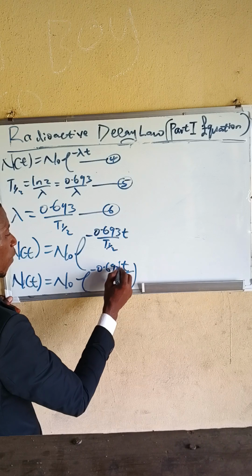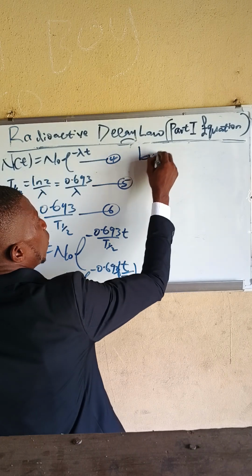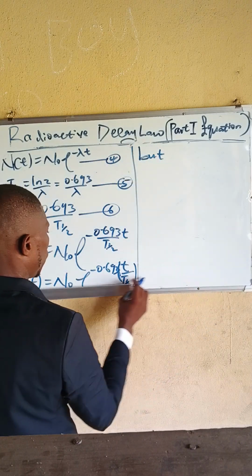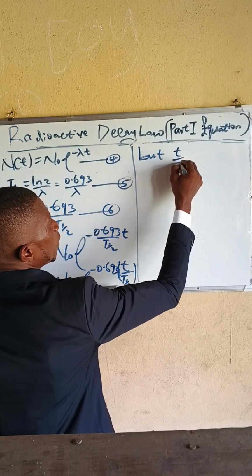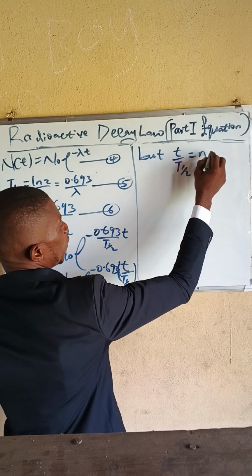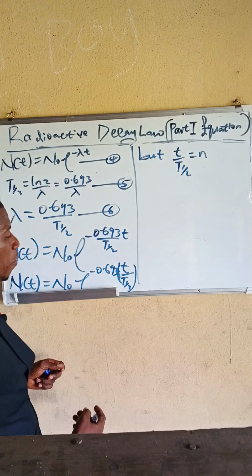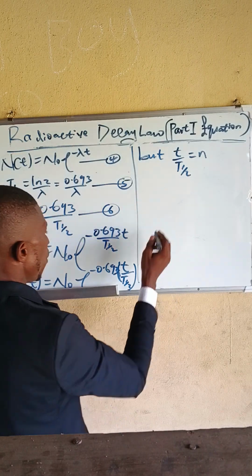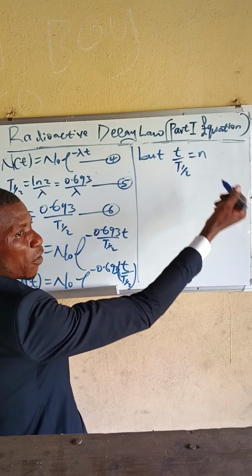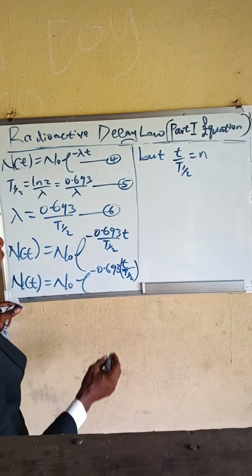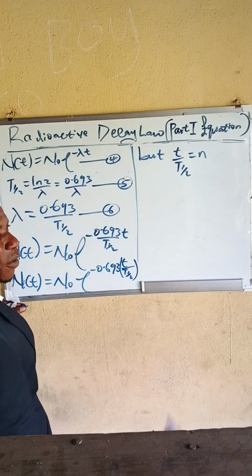T over t half. We call it n. This n is called the number of half-lives. Wherever I see t over t half, I will substitute n, which is the number of half-lives. I told you n is the number of half-lives.